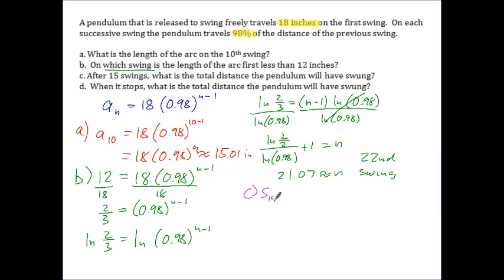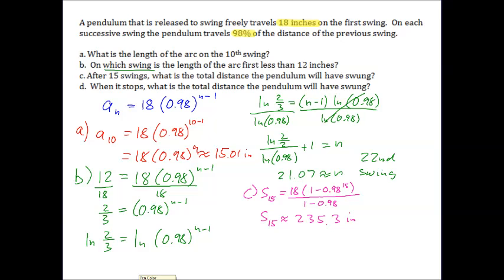The sum after 15 swings is a sub 1, which is 18 times 1 minus r, 0.98 to the power of 15, all over 1 minus 0.98. Plugging this into our calculator, we get S sub 15 is approximately 235.3 inches.